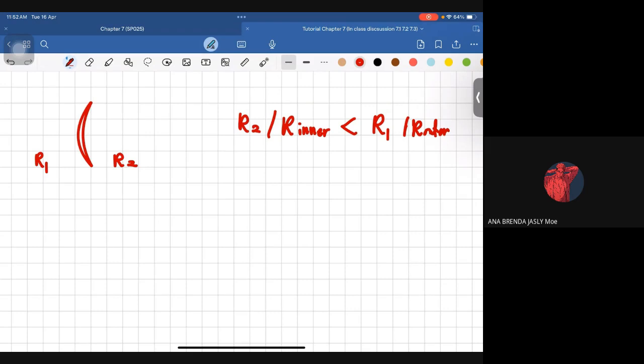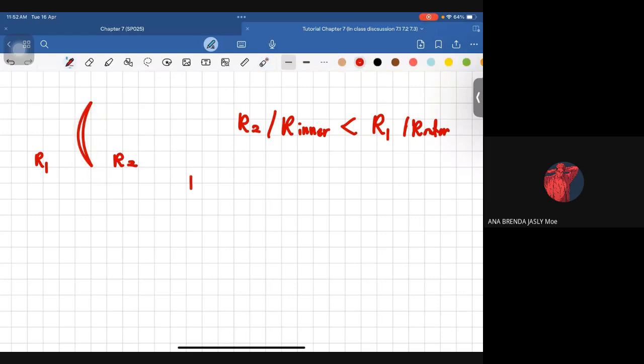Okay, sebab in order for it to converge, this inner radius of curvature ni mesti lagi kecil dari yang di luar. Kalau ni lagi besar, dia akan jadi diverging meniscus lens. Dia possible je, dia boleh diverge atau converge. Tapi since soalan sudah mention specifically, it should be a converging lens. This inner radius of curvature should be smaller than the outer radius of curvature.